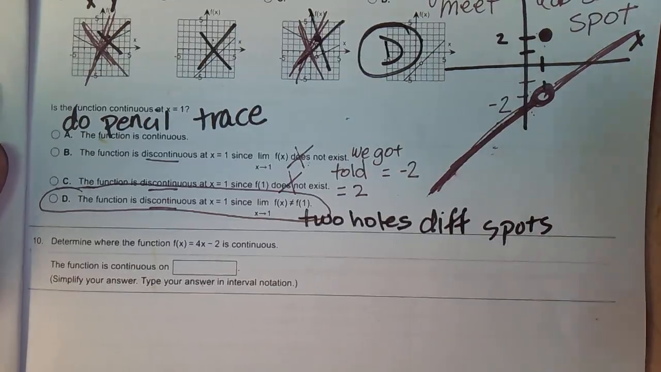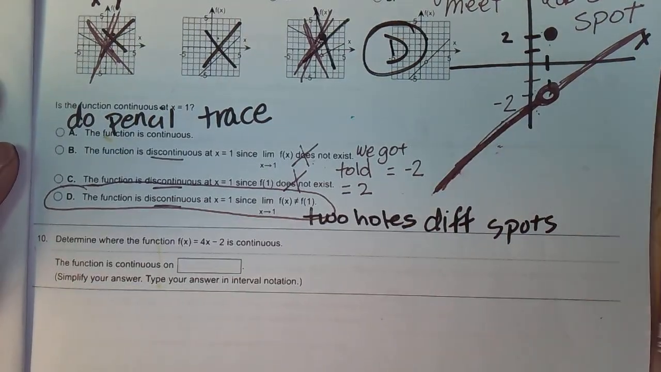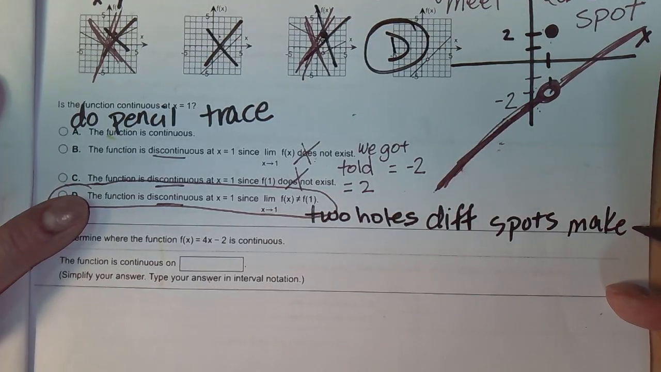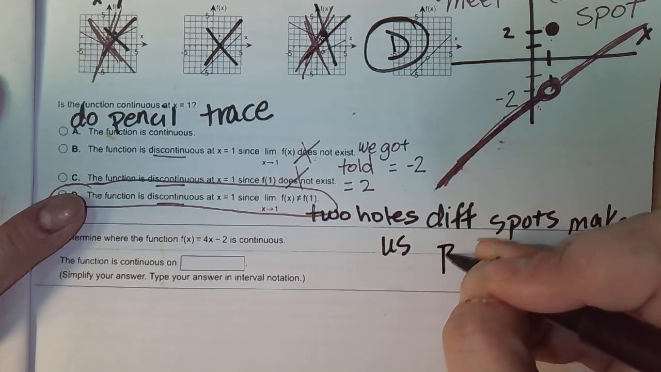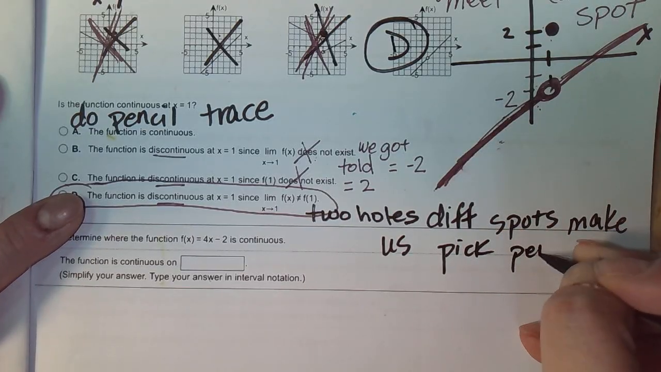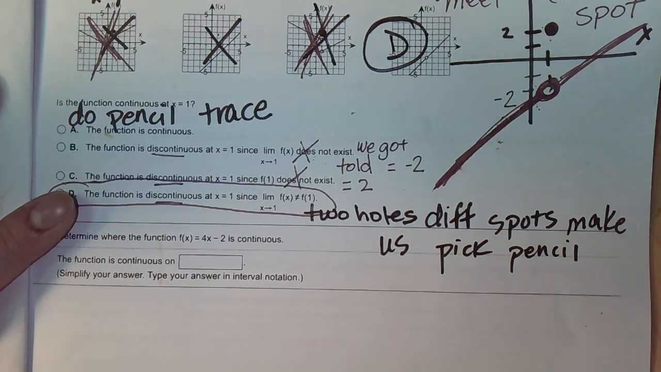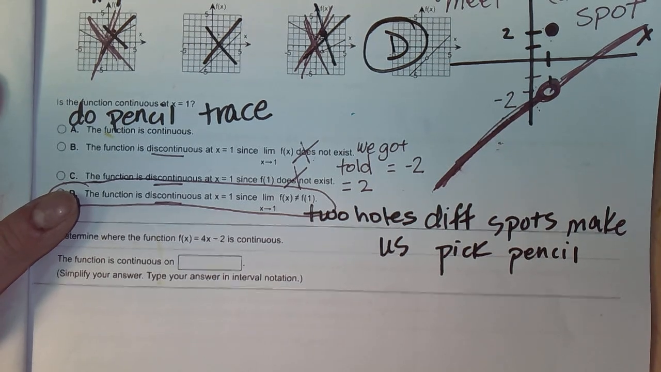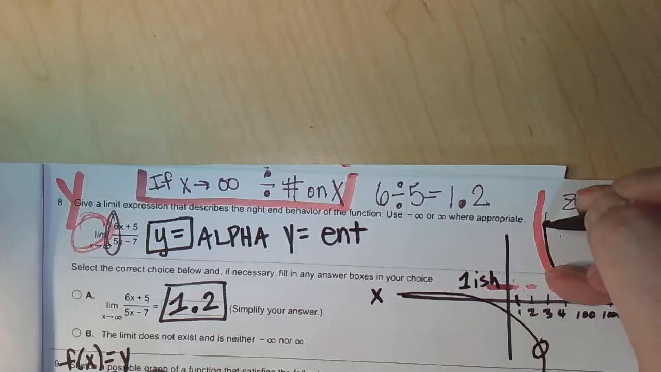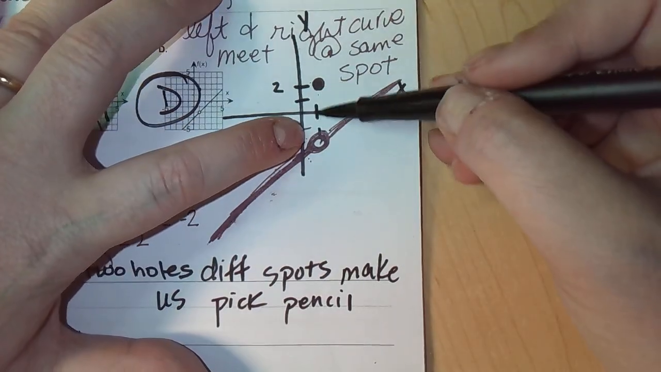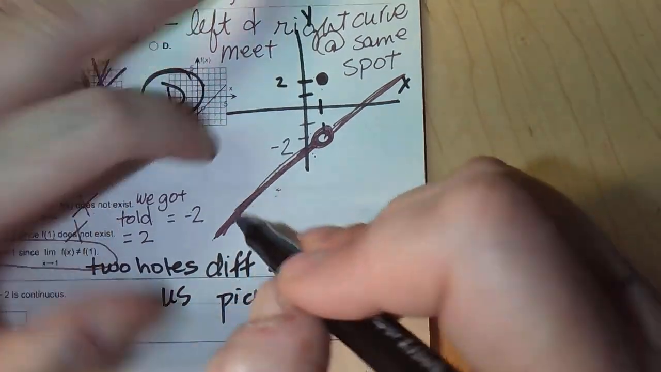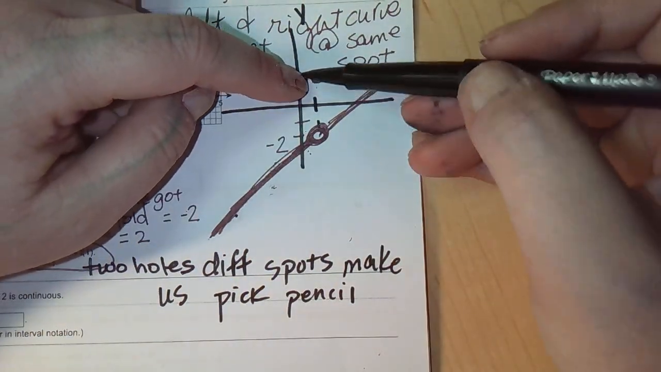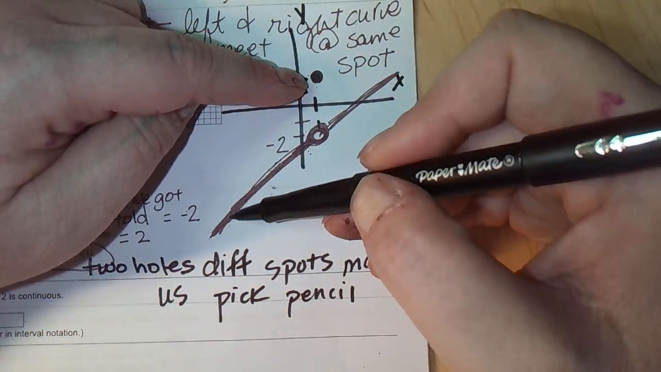And that caused us to pick up our pencil. So those 2 holes at different spots make us pick up the pencil. And when I say different spots, I don't mean a hole here and a hole here. I mean the holes have to be lined up and down. You don't just pick a hole and a grab. We're talking about the 2 dots that you drew.